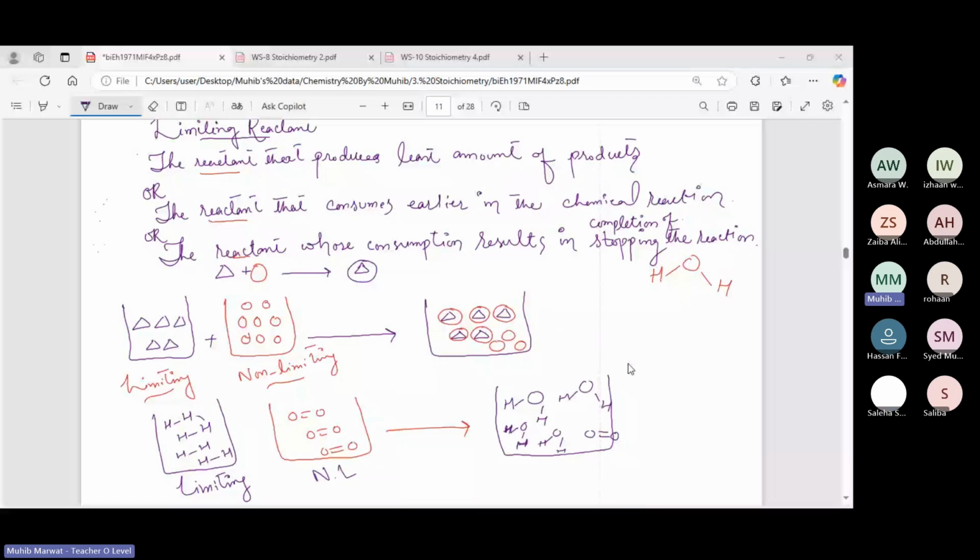Let me revise it for you again. But the actual thing is the numerical problems. This is just a concept, the basic concept of what a limiting reactant is.